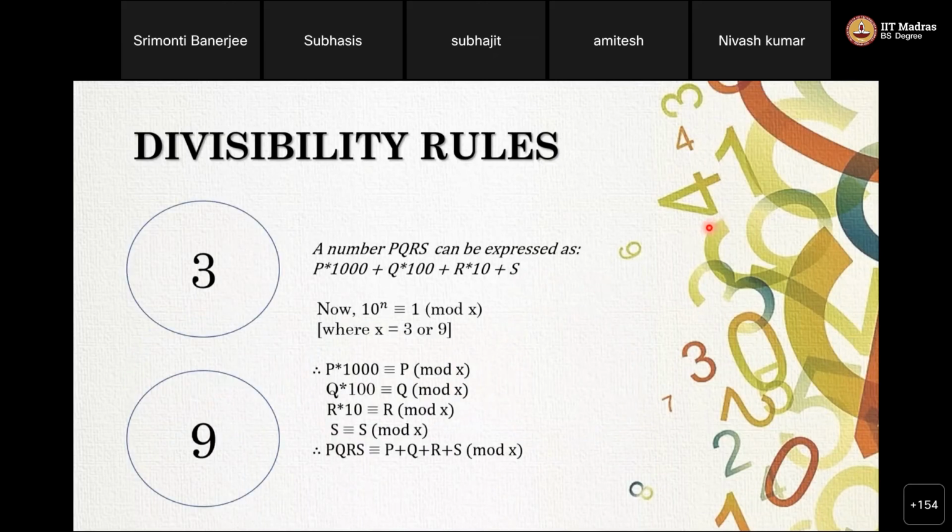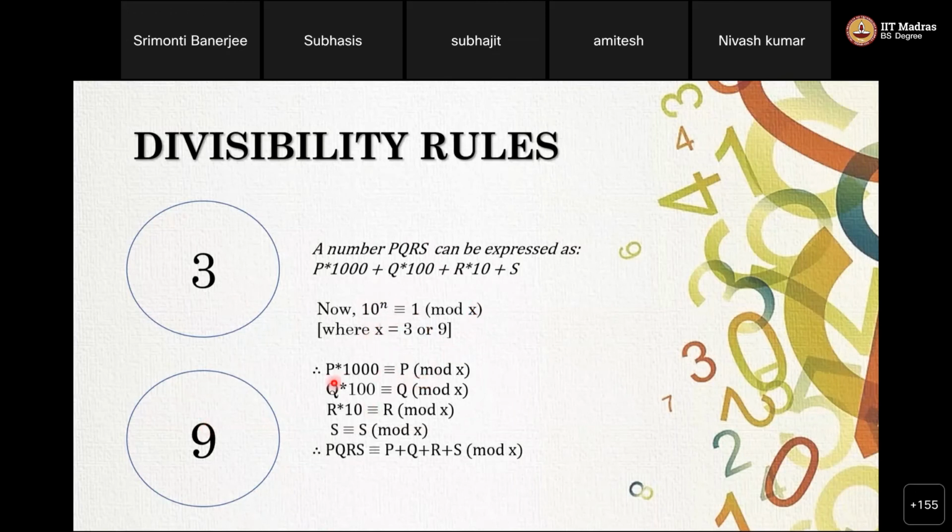Now if we come to the divisibility rule of 3 or 9, we know that if the digit sum of a number is divisible by 3 or 9, then the original number is divisible by 3 or 9 respectively, right? The reason behind it is very simple. Say we have a number of the form PQRS. When we expand it, we get P into 1000 plus Q into 100 plus R into 10 plus S, right? Now, please notice that 10 power n is congruent to 1 mod x, where I have just used x for denoting 3 or 9 since both the rules are the same.